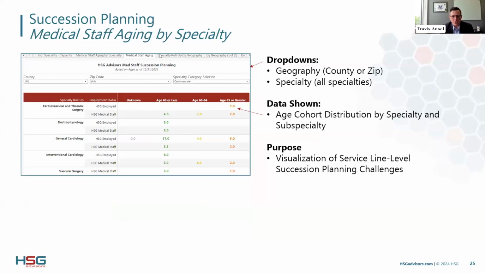The medical staff aging worksheet gives you that similar functionality, where you're able to drill down on geography for a given service line and look at all of the specialties within.